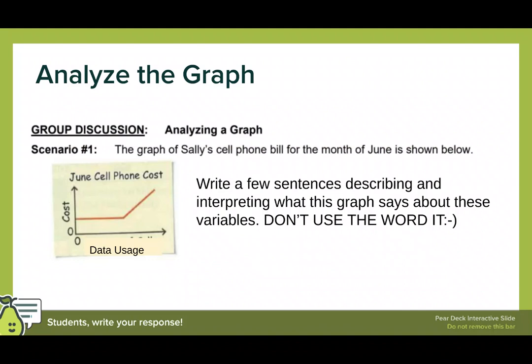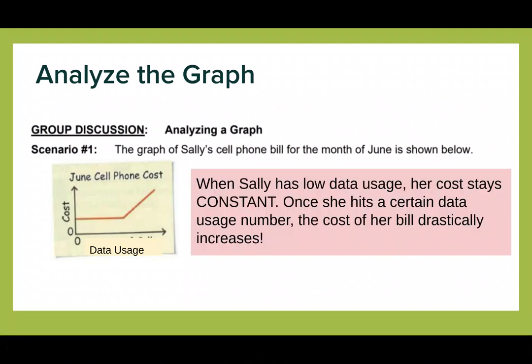You're going to be asked to write sentences. What is happening? What story is being told by this graph? The biggest piece of advice I can give you is not to use the word "it." You have to be very specific when you're interpreting what a graph is trying to say. So you're going to use cost and data instead of the word "it" when you tell your story. This graph is actually talking about what is happening to her cost over time.